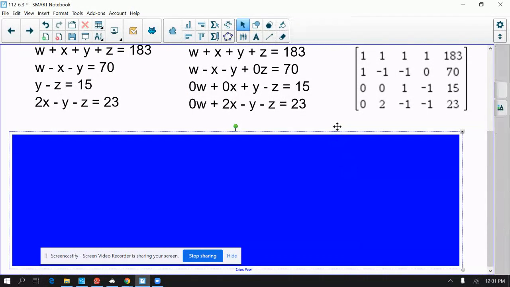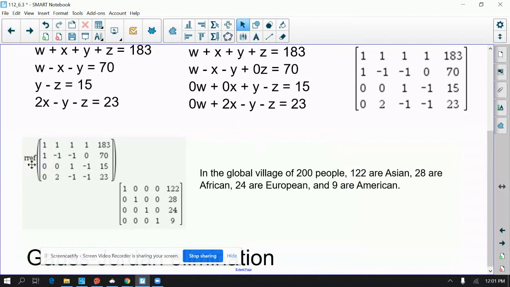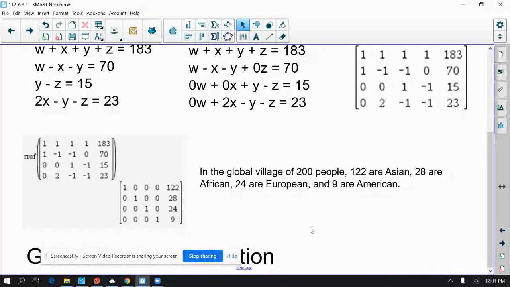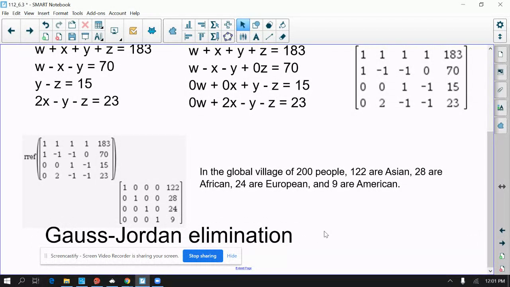And again, you can go to your calculator and then just do RREF, and that will tell you the solutions. So right away, there are 122 W, so 122 Asians, 28 X's, X represented Africans, 24 Europeans, 9 Americans, etc. This is called the Gauss-Jordan method. So it's like the first one where you get the ones down the diagonal and you get the zeros underneath. The only difference is you also get the zeros above it. And then there's nothing else to solve. It's completely solved for you.